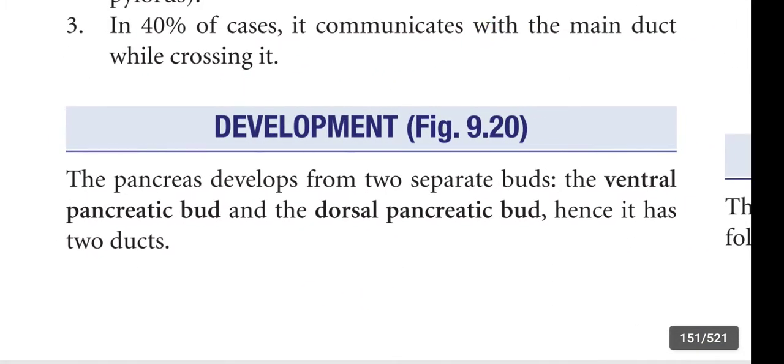The pancreas develops from two separate buds, the ventral pancreatic bud and dorsal pancreatic bud. Hence it has two ducts. Okay.